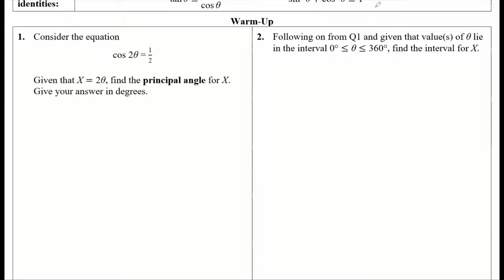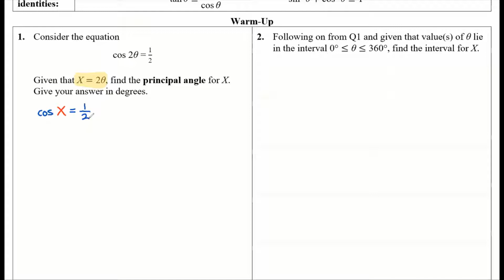So in question 1, we're given the equation cos of 2 theta equals a half. And then we're given this substitution to make here. Given that x equals 2 theta, we're asked to find the principal angle for x. We'll talk about the principal angle in a second. The first thing to do is to substitute the 2 theta for x. So in other words, cos, and instead of 2 theta, we're going to put x in, is equal to 1/2.